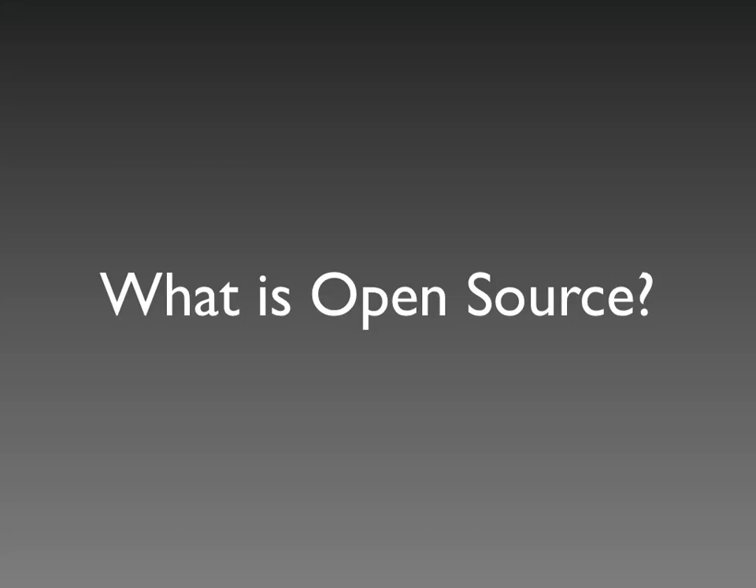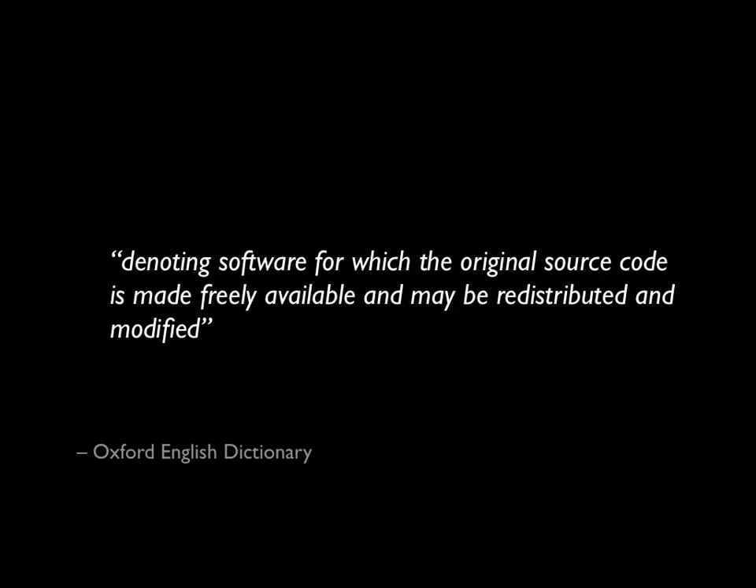So what is open source? You could describe it as: here's the source code, you can look at it, you can view it, you can modify it, you can distribute it, but that's not a great definition. The Oxford English Dictionary says, "denoting software for which the original source code is made freely available and may be redistributed and modified." But that's still pretty ambiguous.